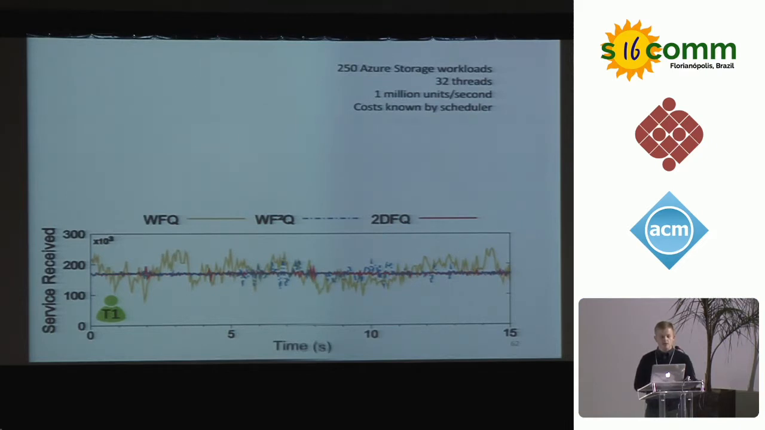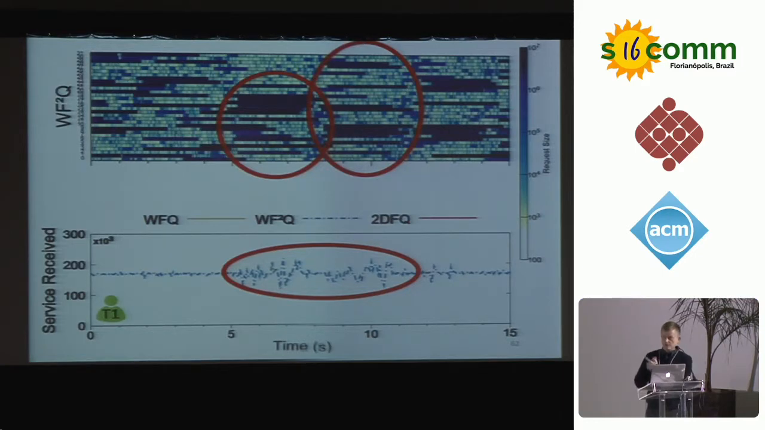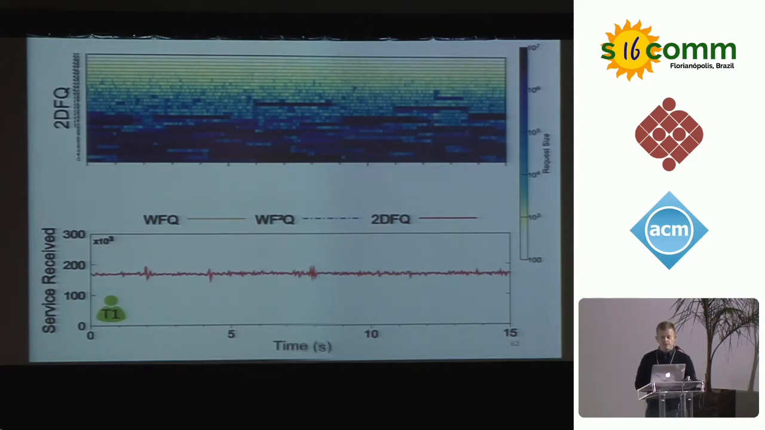As before, we can look at the thread occupancy over time across all tenants. Since we now have requests of all different sizes, I'm going to shade the threads based on the size of the request that is executing at each point in time, with darker meaning more expensive requests. For WF2Q, we can observe how the spikes in service down here correspond to multiple large requests occupying threads simultaneously, for instance, here and here. For 2DFQ, we can see that requests are successfully partitioned across threads based on size, with large requests on lower index threads.